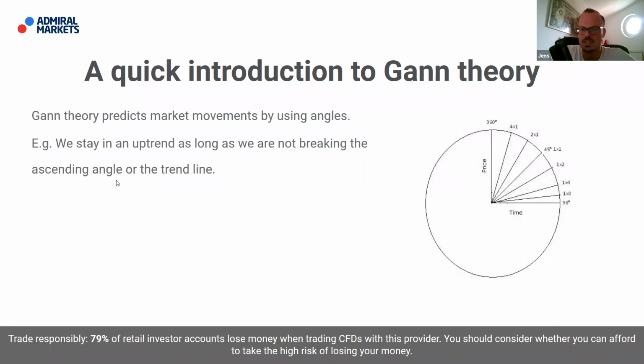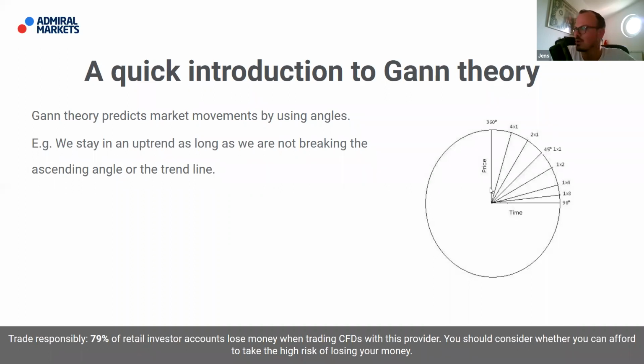By the way, I just want to skip the part where I introduce William Gann to you: when he was born, when he died, and all this. I think this is not of high interest. Let's directly dig deep into his theory. He tries to predict the market movements which are about to come based on such angles. And he says, for example, that we stay in an uptrend as long as we are not breaking the ascending angle or the trend line.